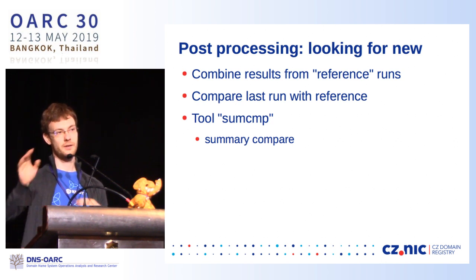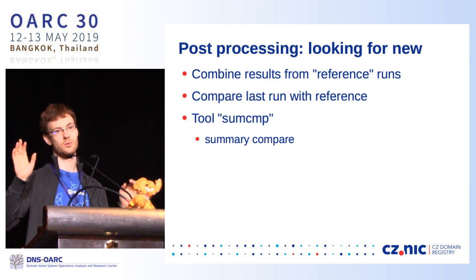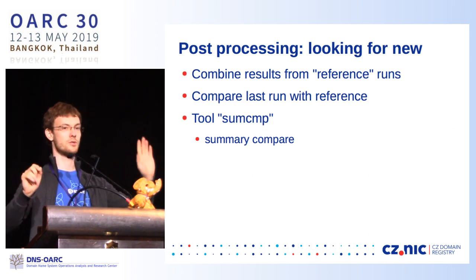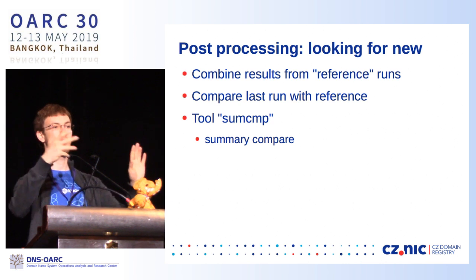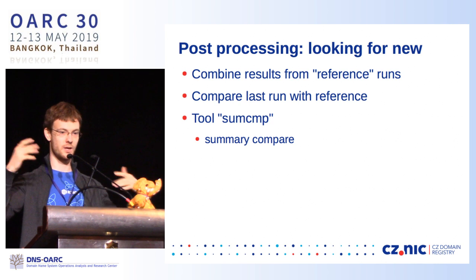So I will run the testing pipeline again, and I have a new set of results. One of the possibilities is to compare these two data sets, the reference results from the stable version with results from the new version, and see, okay, are there any new domains which were not in the report before, or how is the difference?